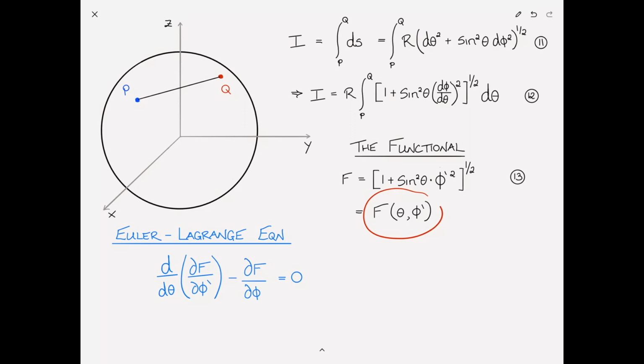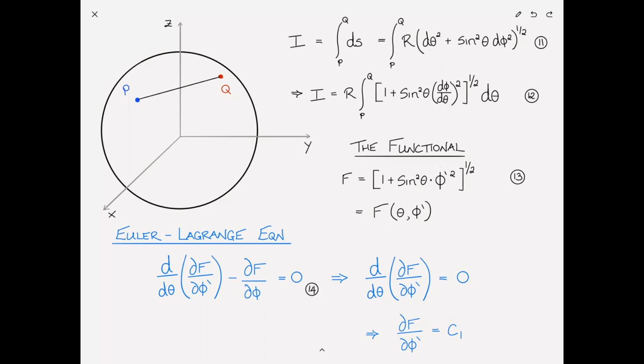And now since f is not explicitly a function of phi, this term becomes 0. And we can rewrite the Euler-Lagrange equation as d by d theta times partial f partial phi prime is equal to 0. We can integrate both sides and write this as partial f partial phi prime is equal to a constant, which we'll call C1. And number 14, 15, 16. And let's put a big yellow box around equation 16 because we're going to use that shortly.